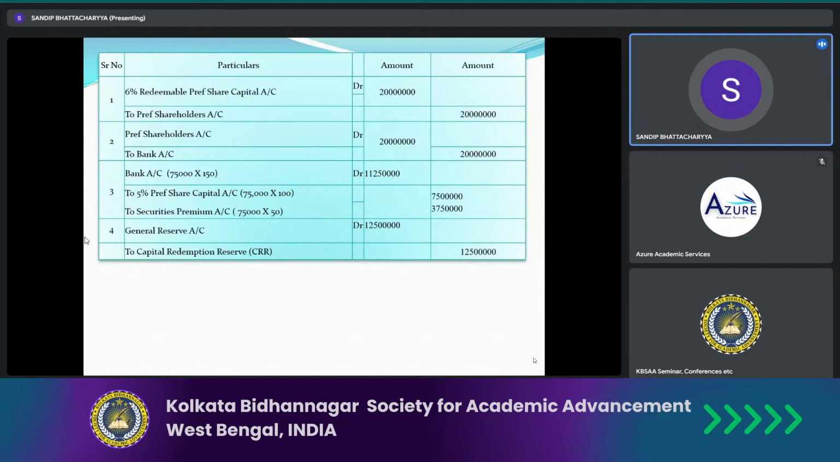In this case, the existing shares are redeemed at face value, not at a premium value. But when I am talking about the new category of preference shares issued, only that one carries the premium, that is the 50. So the first is the due entry, as you see in journal entry number 1: 6% preference share capital account debit. That means 2 lakh into rupees 100, that is 2 crore, to preference shareholders account.